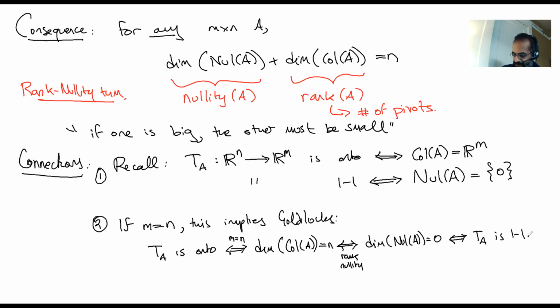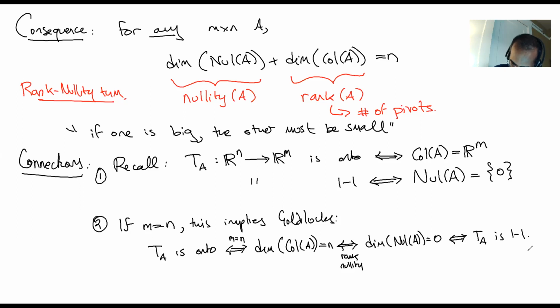So any questions about this statement or anything on this slide or the previous slide? You can just unmute and ask. About the line saying onto is equal to the column space equals Rm. Isn't the column space equal to Rm the definition?